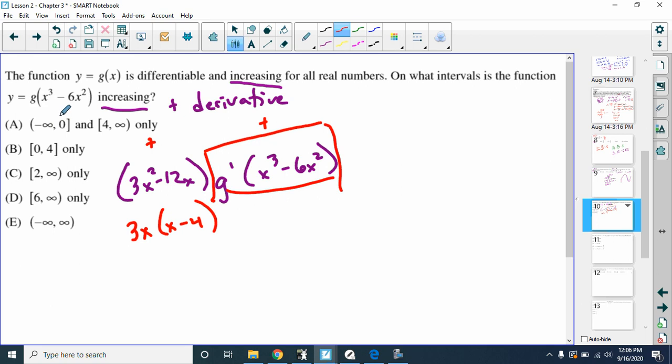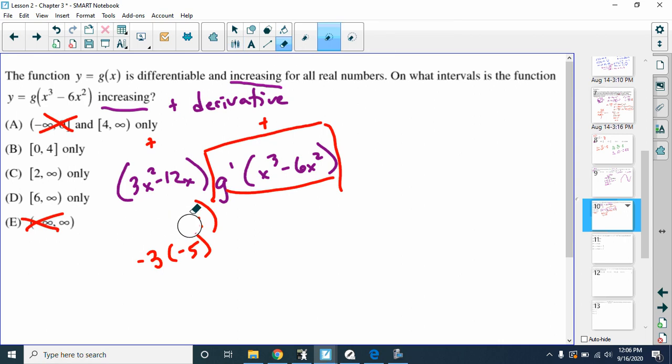Negative infinity to 0. So if I plug in -1, I would get -3 times -5. That's positive 15 times this positive number. So negative infinity, -1 does not work. x equals -1 does not give me a positive derivative. And then I would probably check x equals 1, because that's on this interval right here.